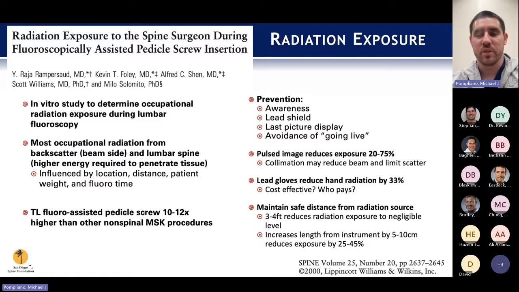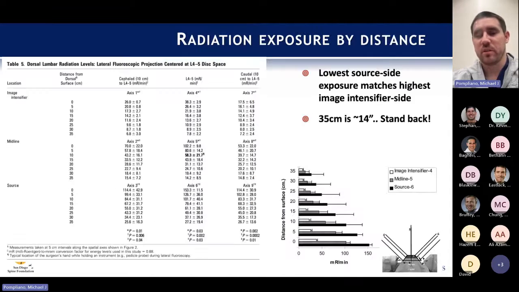Primarily, maintaining a safe distance from the radiation source is probably the best method of prevention, other than not doing the surgery in the first place. But 3 to 4 feet distance can reduce radiation exposure to a negligible level. I think most people typically use 6 feet as kind of the safe zone. And then also increasing the length of the instrument by 5 to 10 centimeters can significantly reduce it as well.